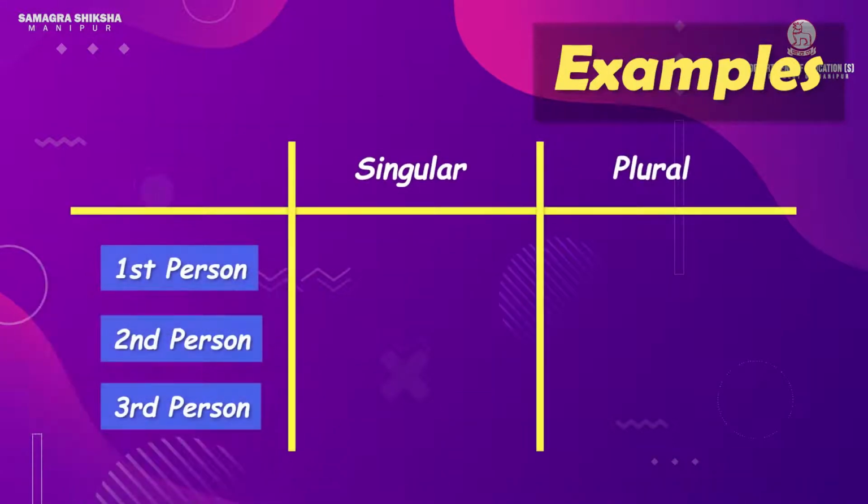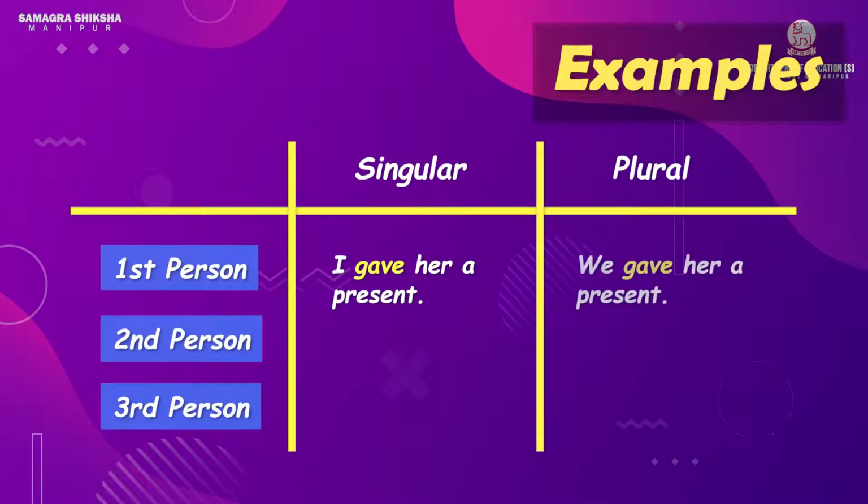Here, I'm going to say, I gave. I gave her a present. Or with a plural subject, I can also say, we gave her a present.